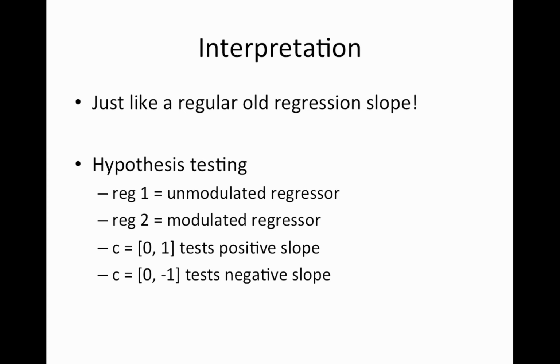And the interpretation is just like your regular old regression slope. Remember I said, oh, the slope, if it's positive, it means we have a positive relationship between age and reaction time. Well, here you always have an unmodulated regressor, so I'm going to assume the order is regressor 1 is unmodulated, regressor 2 is modulated, according to whatever, and you can have more than one modulated regressor. Then this contrast, 0, 1, will test for a positive slope, and 0, negative 1 tests for a negative slope. Done.